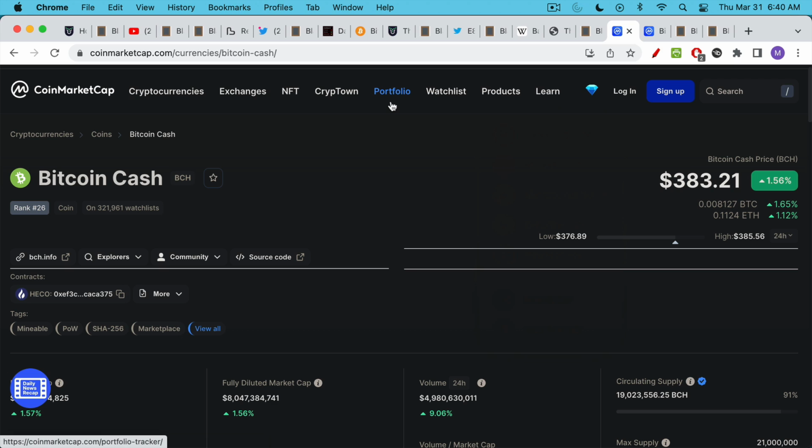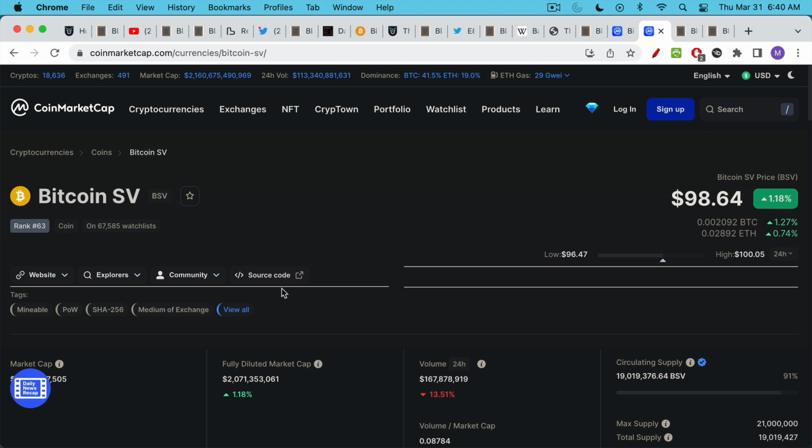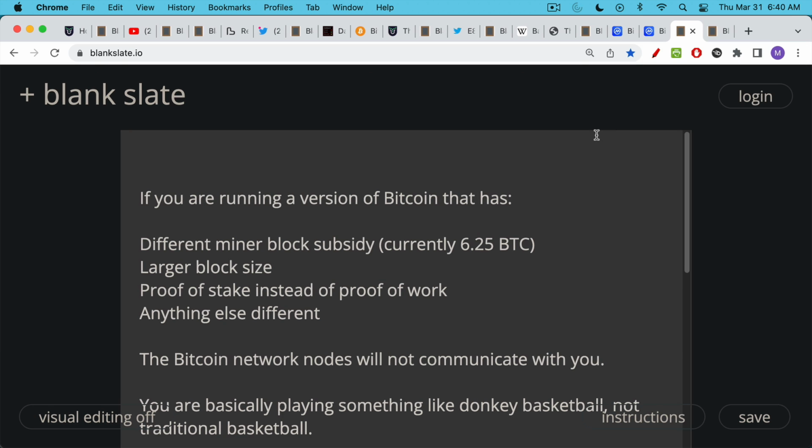Bitcoin itself has a market cap right now of something like $800-900 billion. Bcash, Bitcoin Cash, fake Bitcoin, donkey basketball Bitcoin, has a market cap of $8 billion. BSV, which is a fork of Bitcoin Cash, so in other words, they changed the rules again, has a market cap of only $2 billion. So these are profitable coins if you're the scammer who forked them and then tried to get people to buy them from you. But these are basically forms of donkey basketball, and they're no threat to Bitcoin whatsoever.